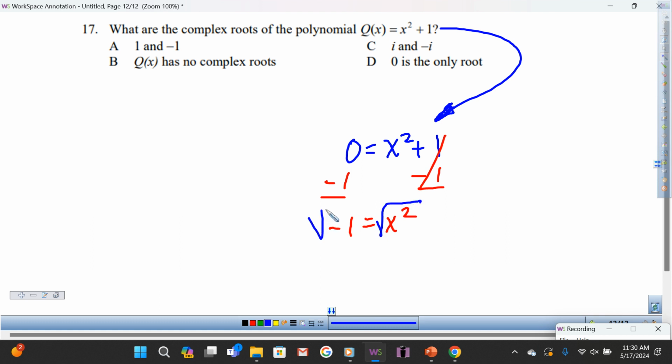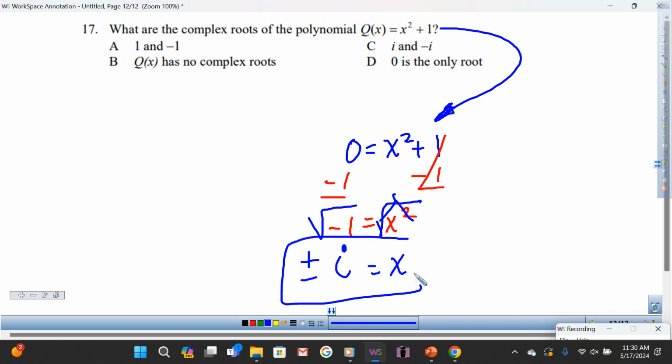That's right, square root. This cancels that. What is square root of negative 1, plus minus what? Tell your neighbor. Is there such a thing as a square root of a negative? No, so this is what? I. That is correct. Imaginary i. We have a positive and a negative. Correct answer. Not A, not B, not D. Correct answer is C.